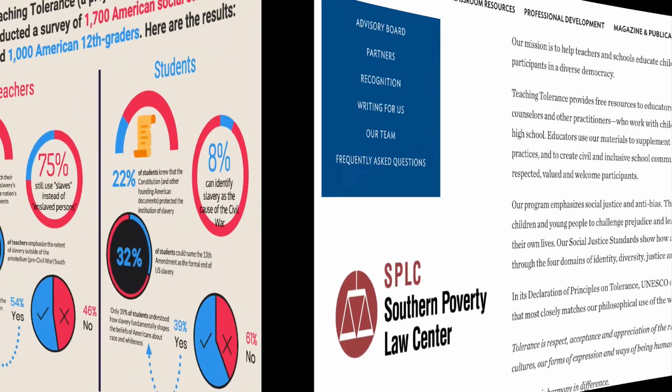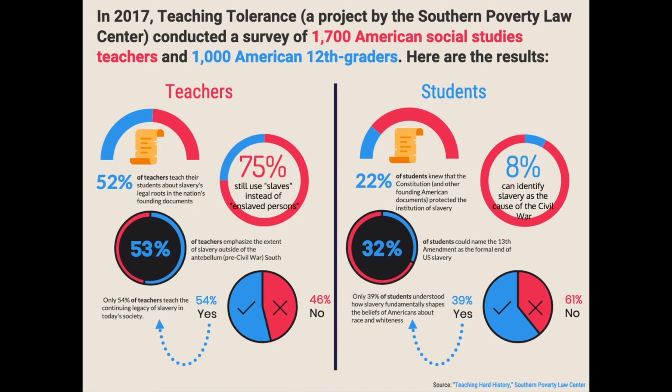So in 2017, Teaching Tolerance decided to conduct a survey about what was being taught about slavery and then what students then knew about slavery. How they conducted this survey was that for the teacher part of the survey, they conducted a self-reporting survey.